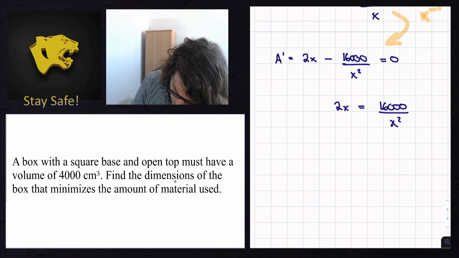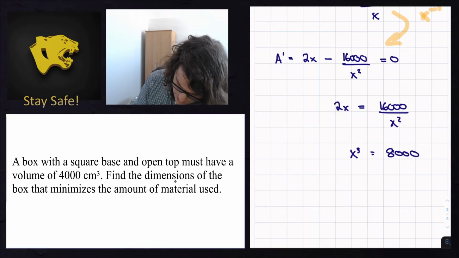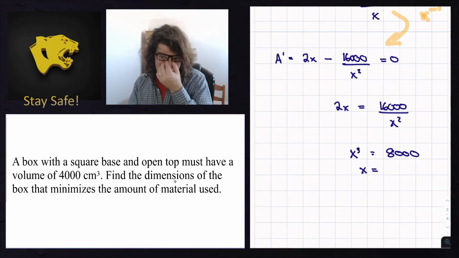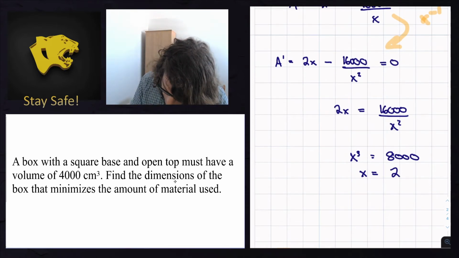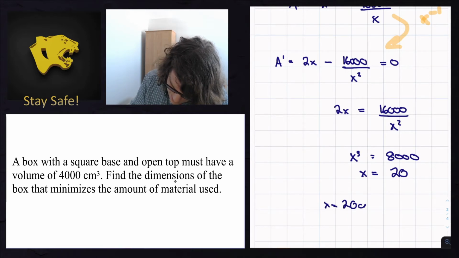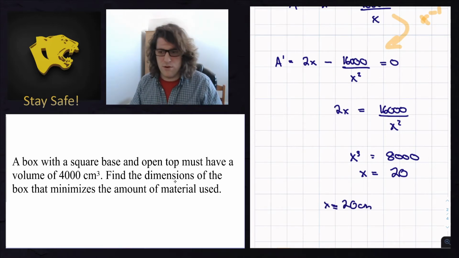I'm going to multiply that x squared up onto the other side, get my x cubed, and divide both sides by 2 and get 8,000. So in this case, we get x is equal to the cube root of 8,000. I believe that's 20. And so we would say that if our x was 20 centimeters, we are going to get either a local max or a local min.